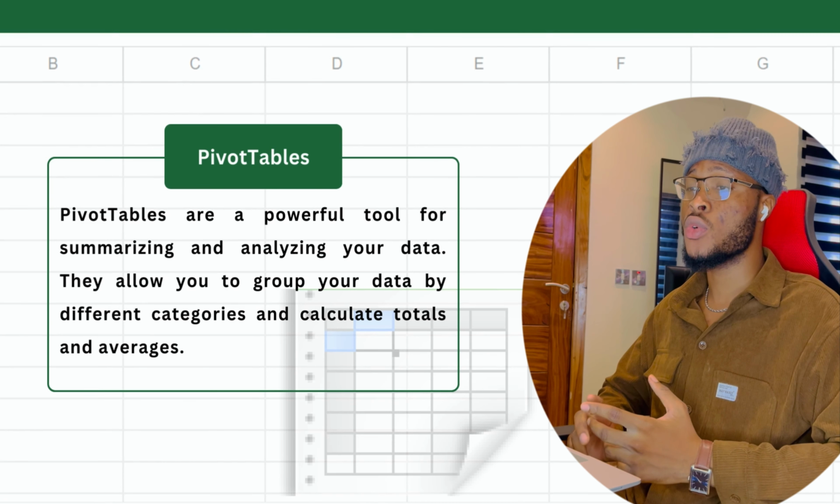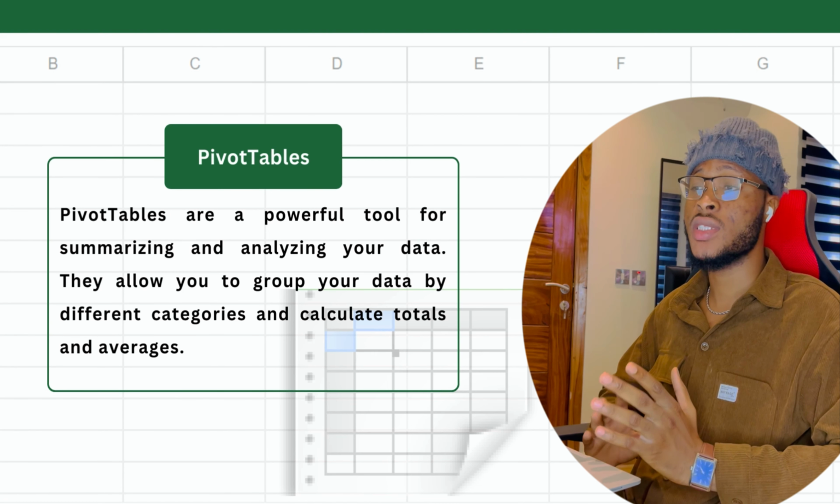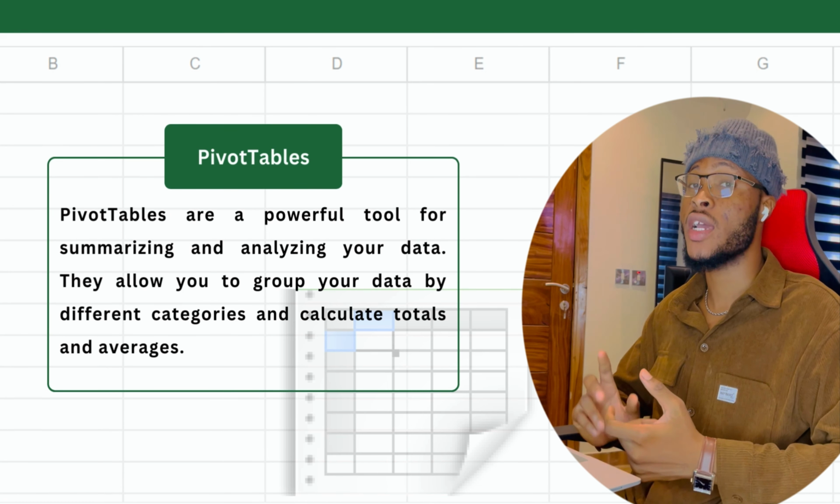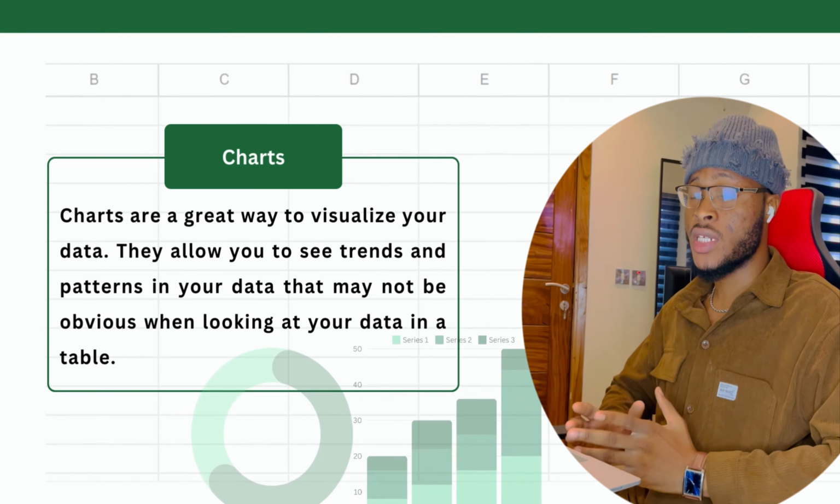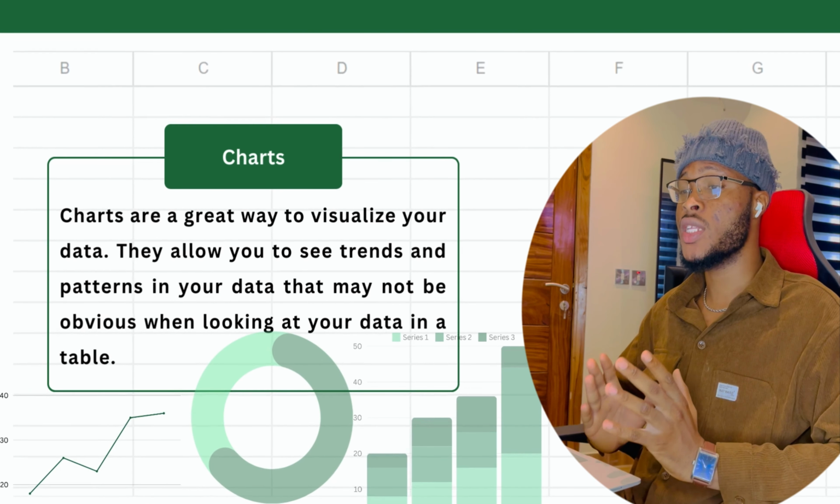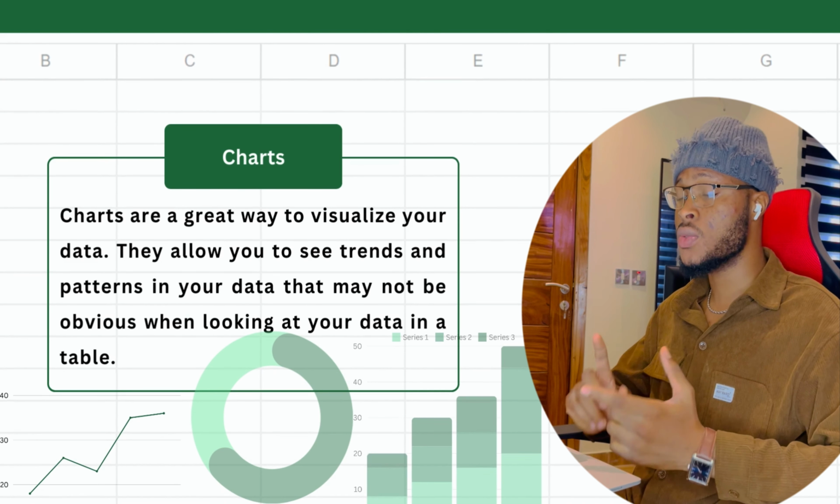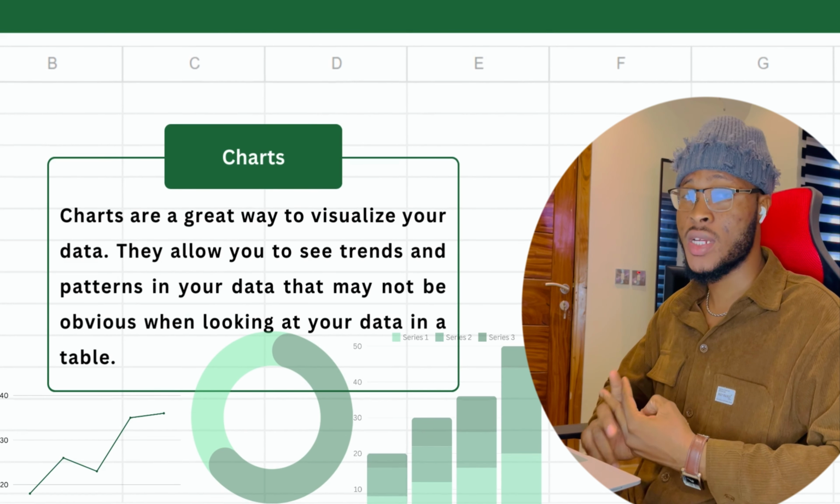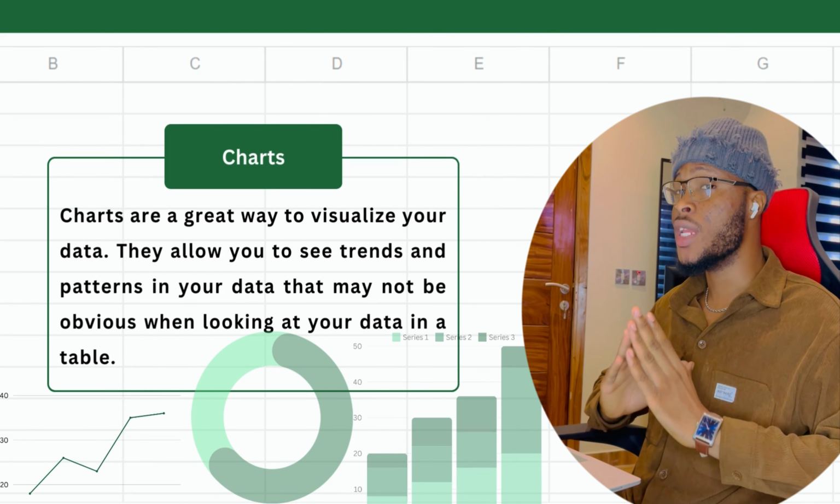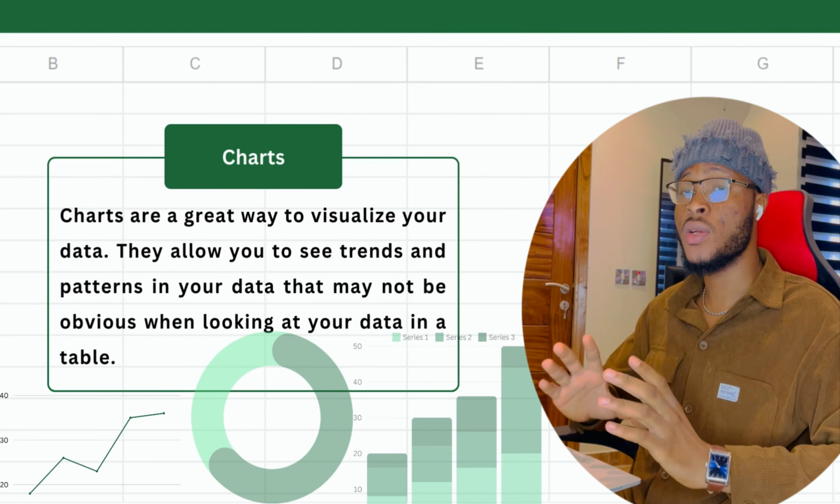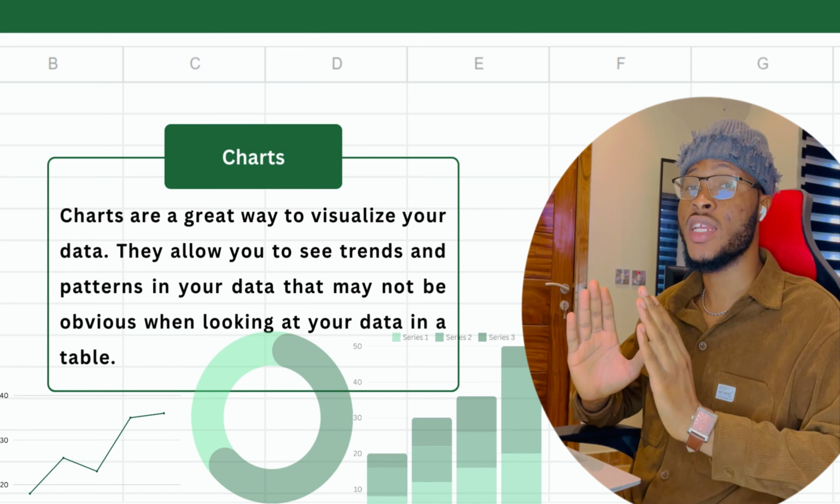They allow you to group your data by different categories and calculate totals and averages. Charts are a great way to visualize your data. They allow you to see the trends and patterns in your data that may not be obvious when looking at your data in a table.